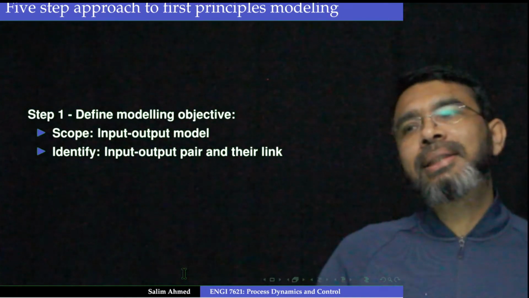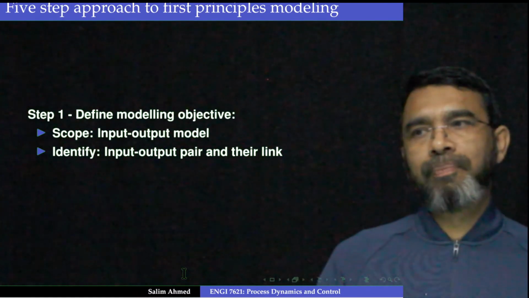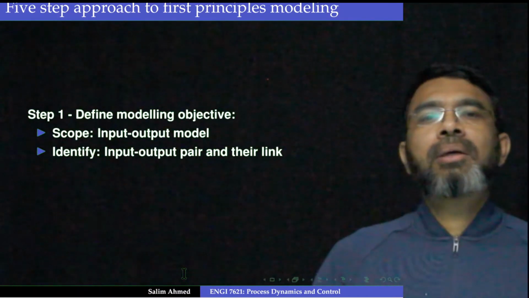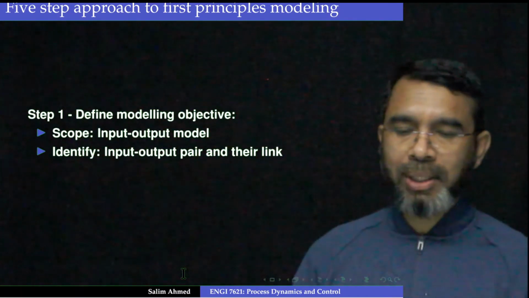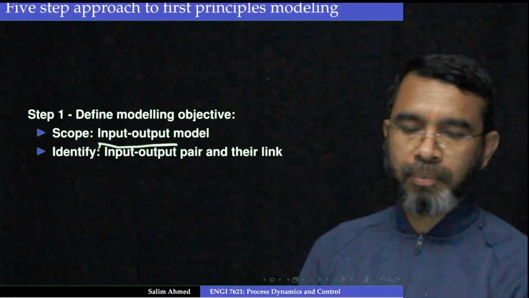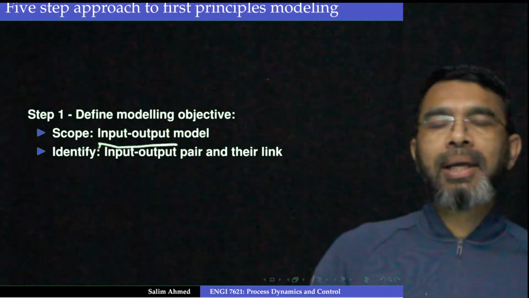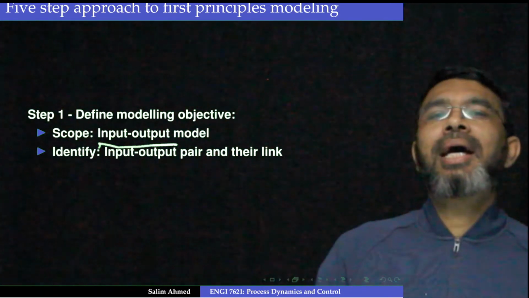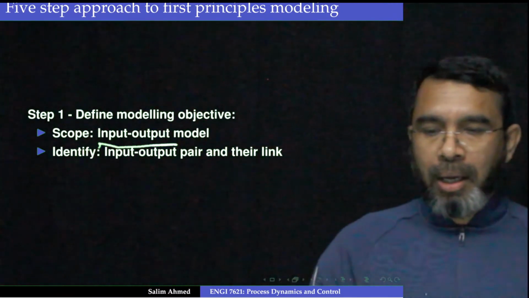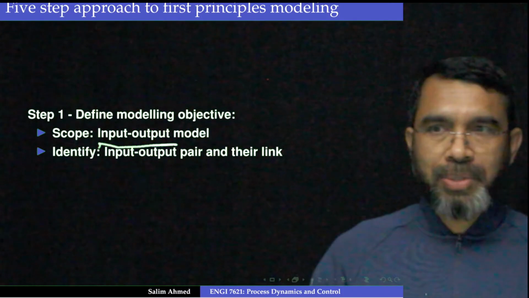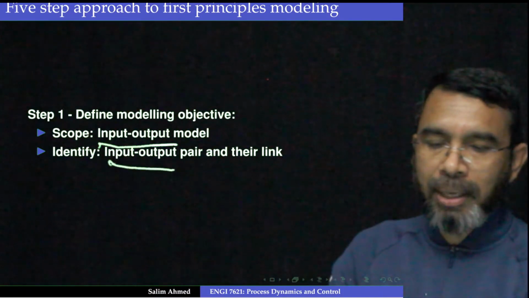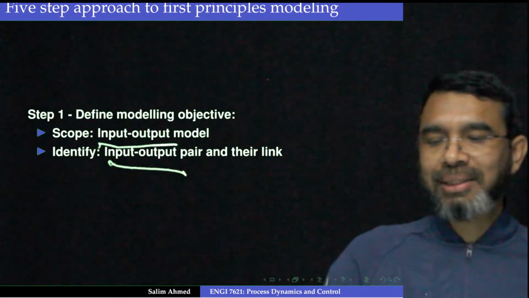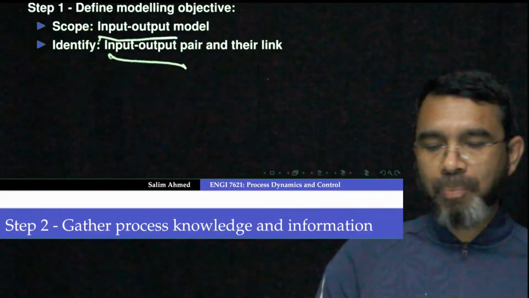A modeling exercise starts with defining the objective. Remember, the scope of this modeling in the context of process control is to define what is called the input-output relation. That's the scope, the input-output model. It represents the output behavior with change in the input. First, we need to identify the model objective, meaning what the input-output pair is, and also identify their link, how they are related. That's step 1, defining the modeling objective.